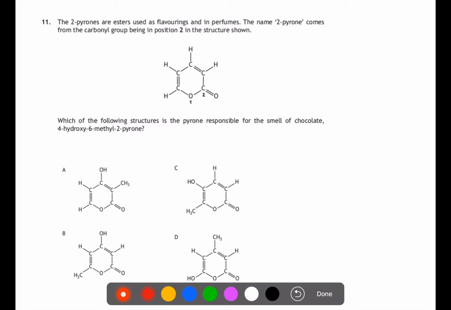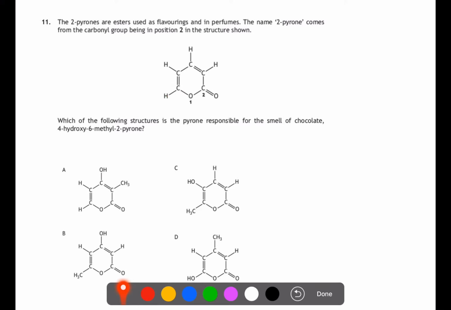Question 11. The 2-pyrones are esters used in flavourings and in perfumes. The name 2-pyrone comes from the carbonyl group being in position 2 in the structure shown. Which of the following structures is the pyrone responsible for the smell of chocolate? 4-hydroxy-6-methyl-2-pyrone. So what we're looking for here is, if we count round from the oxygen being number 1, we are looking for a hydroxy on carbon 4 in this position and a methyl on carbon 6 in this position.